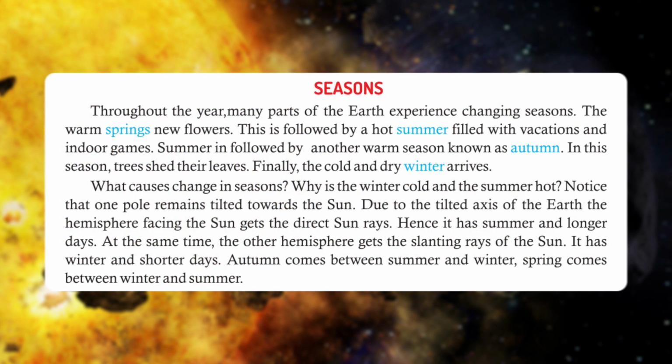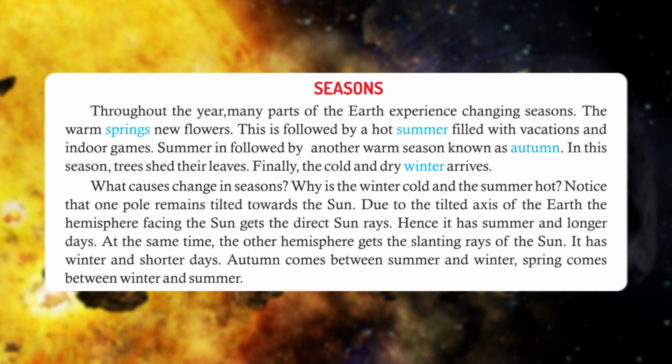Seasons. Throughout the year, many parts of the Earth experience changing seasons. The warm spring brings new flowers. This is followed by a hot summer filled with vacations and indoor games. Summer is followed by another warm season known as autumn. In this season, trees shed their leaves. Finally, the cold and dry winter arrives.